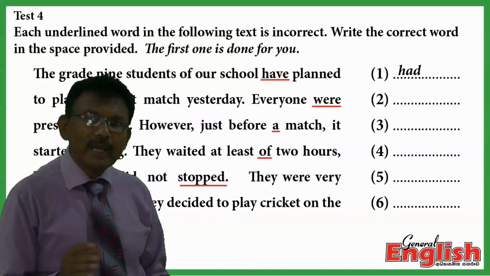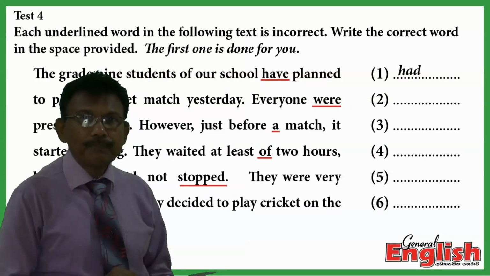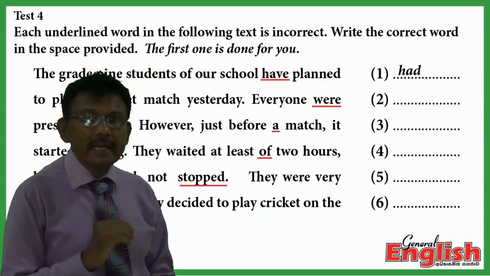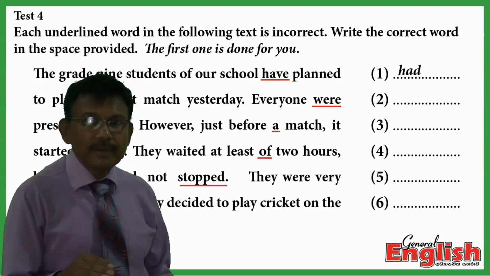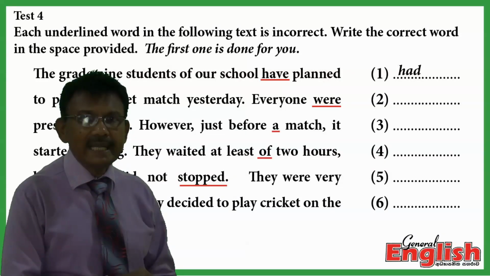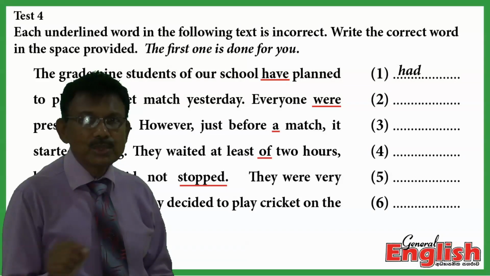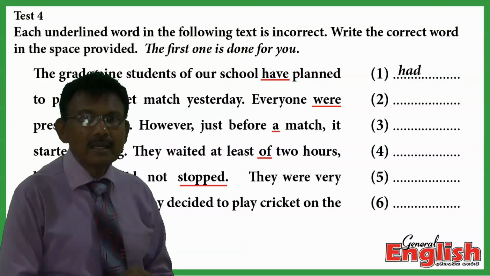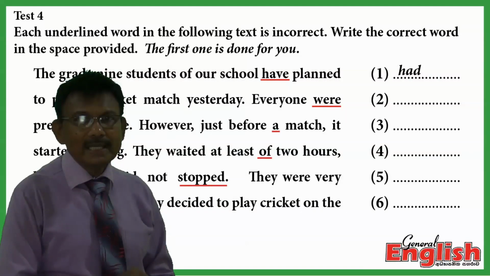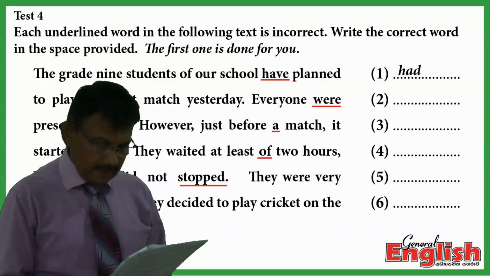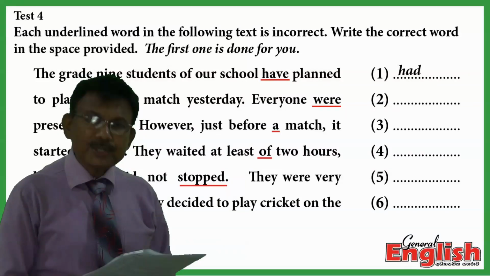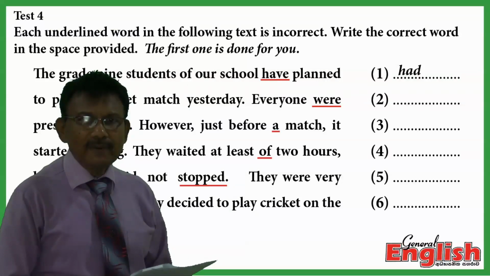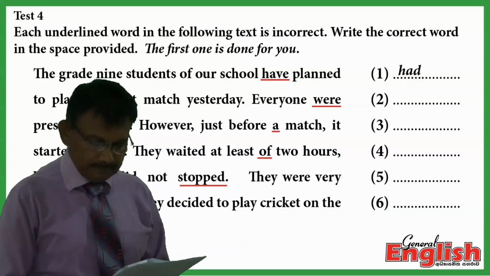So, all we have to do is to read the text, pay special attention to the word which is underlined, and then depending on the grammar of the sentence, we'll have to write the correct word on the dotted line. Okay, let's go ahead and read the text. The first one is done for you.